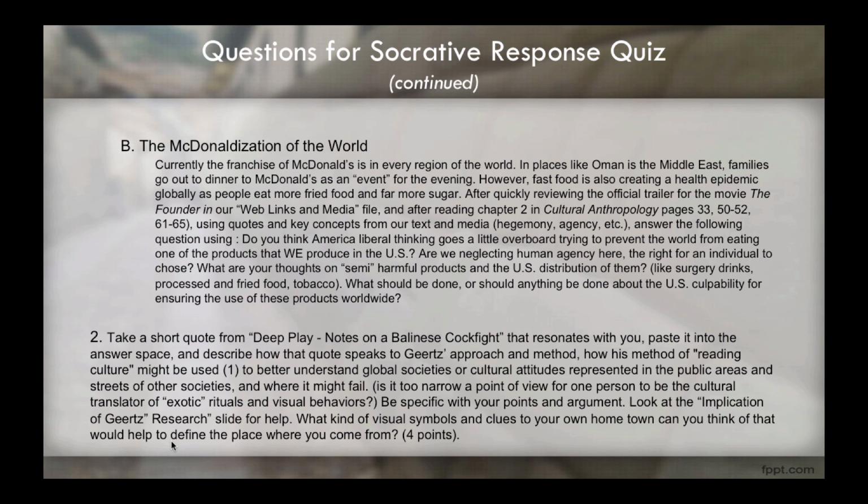What kind of visual symbols and clues from your own hometown can you think of that would help you define the place where you come from? Give us a clue about what kind of shops they have there. What kind of visuals? What kinds of things are people wearing ordinarily? What would clue you in about the culture of your hometown? So give us a little sample of the place you're from.